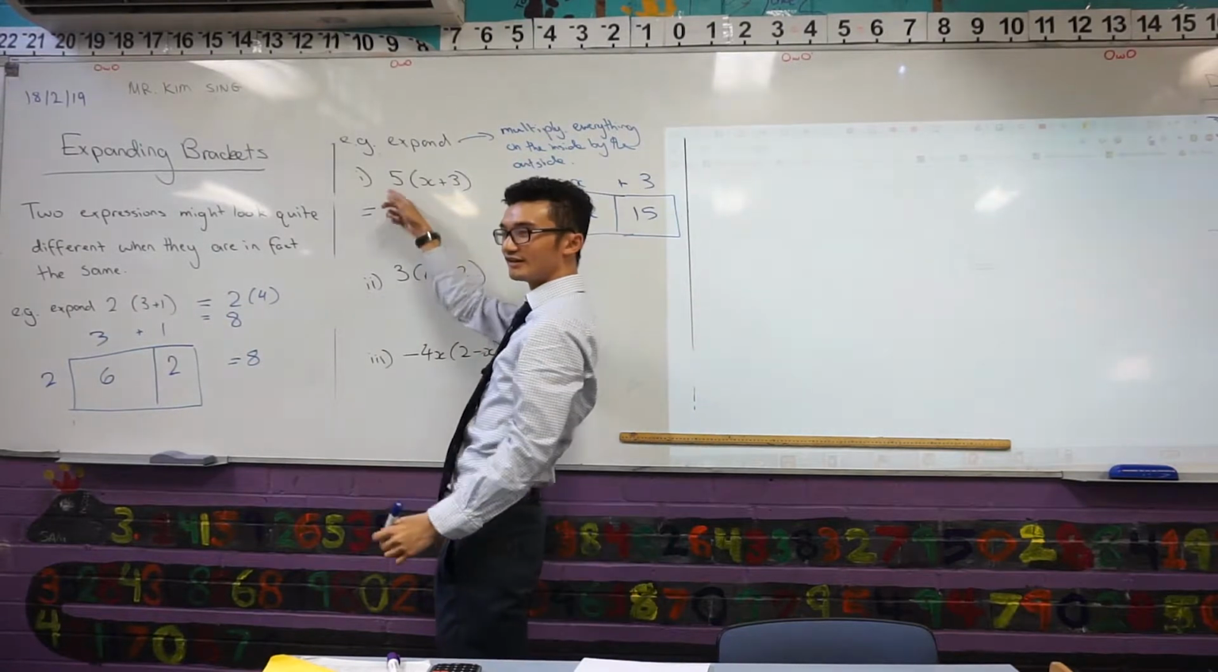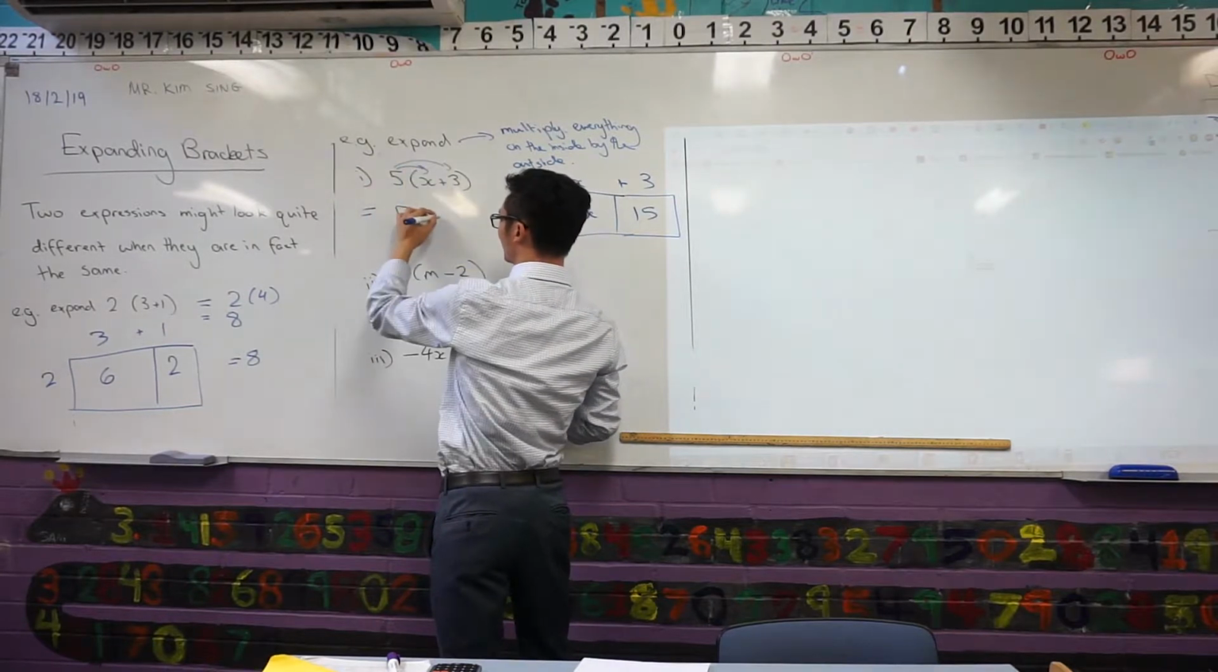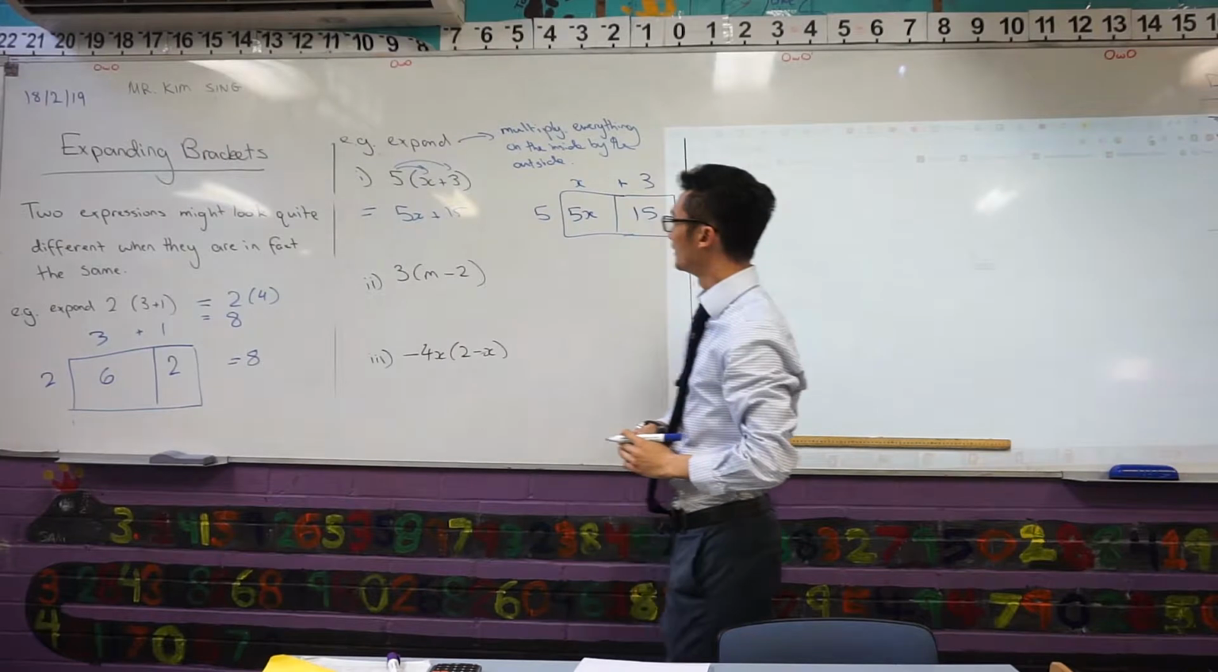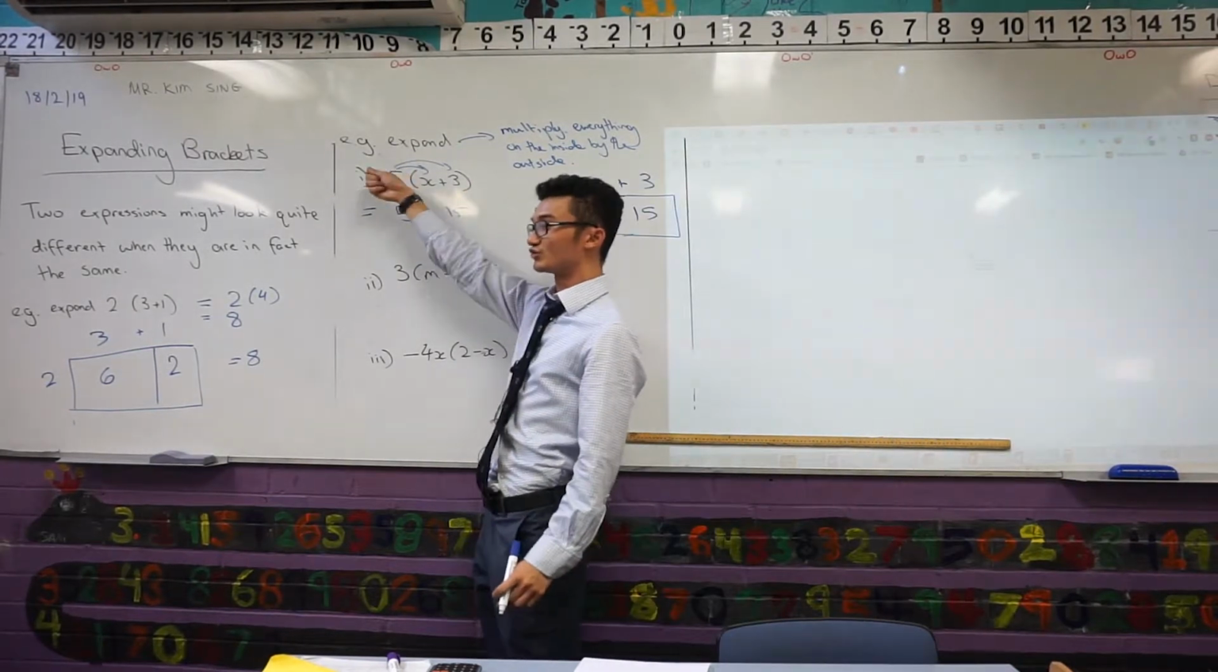So here, let's check. 5 times x, that would be 5x. 5 times 3, that would be 15. And we can see that with a visual sense. And we can also just write it out algebraically.